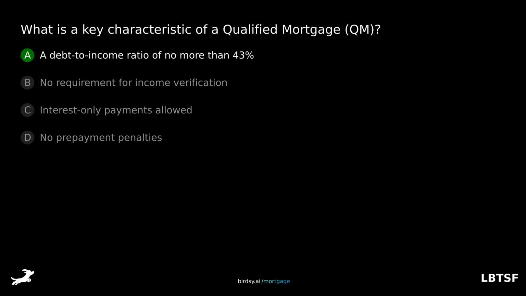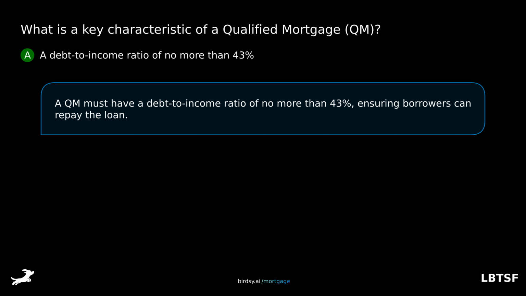The answer is A, a debt-to-income ratio of no more than 43%. A QM must have a debt-to-income ratio of no more than 43%, ensuring borrowers can repay the loan.